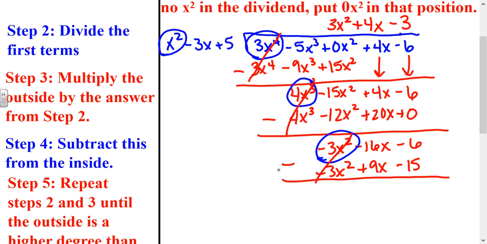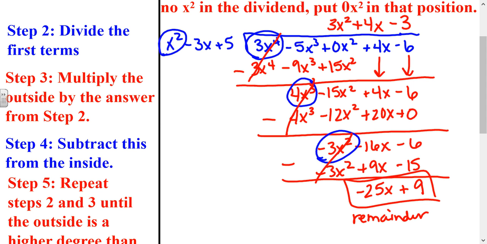And then negative 16 minus 9 would be negative 25x. And negative 6 minus negative 15 will turn into a plus. So negative 6 plus 15 would be 9. And so because I can't divide negative 25x by x squared, this has a lesser degree than my divisor. So I know I can't go any further. So this is going to be my remainder.